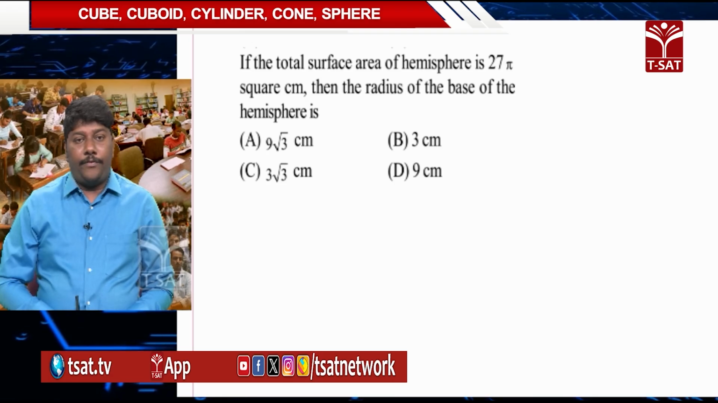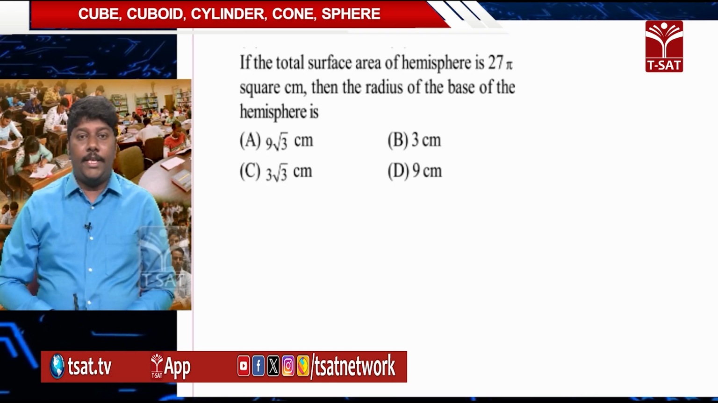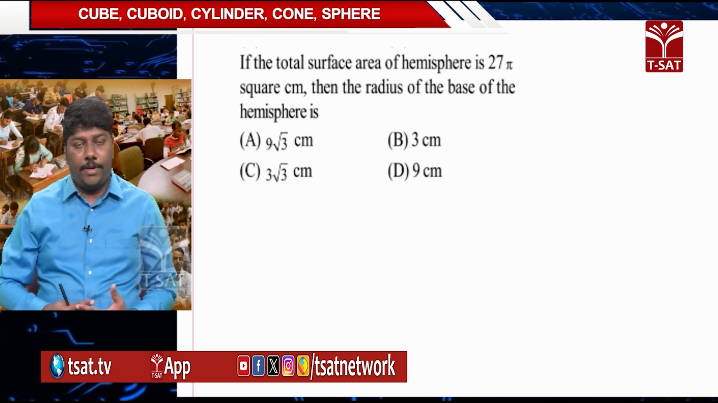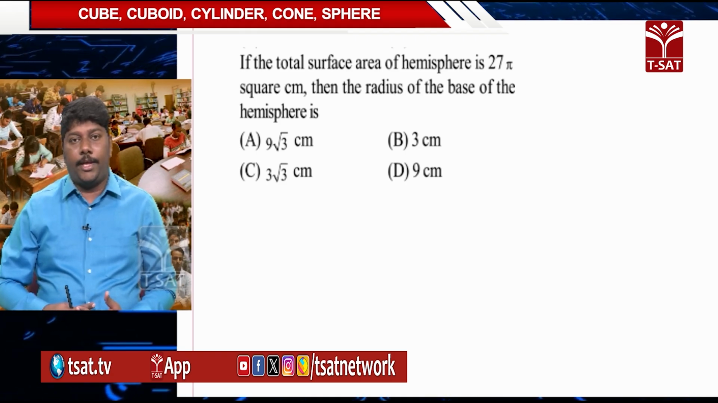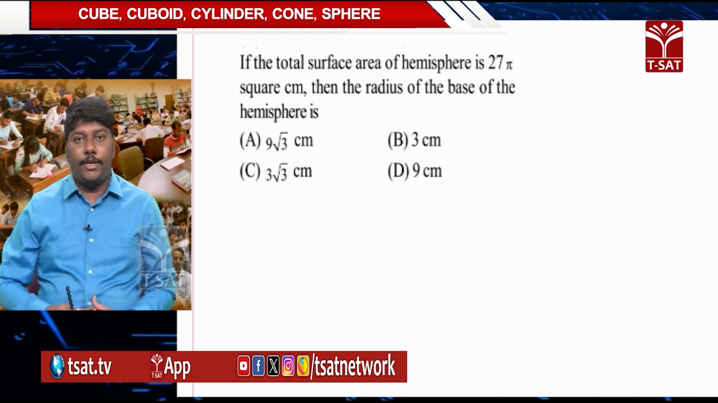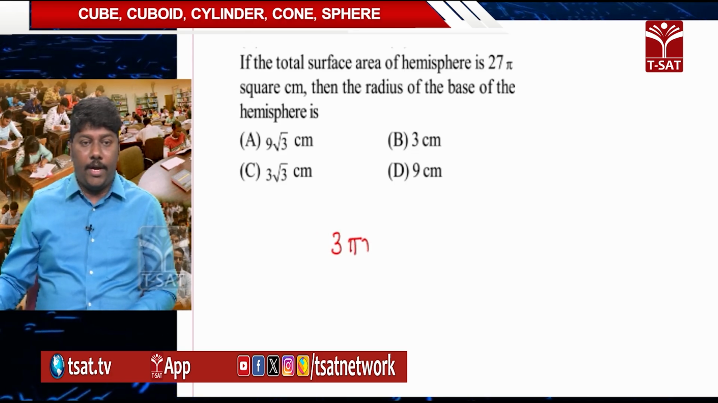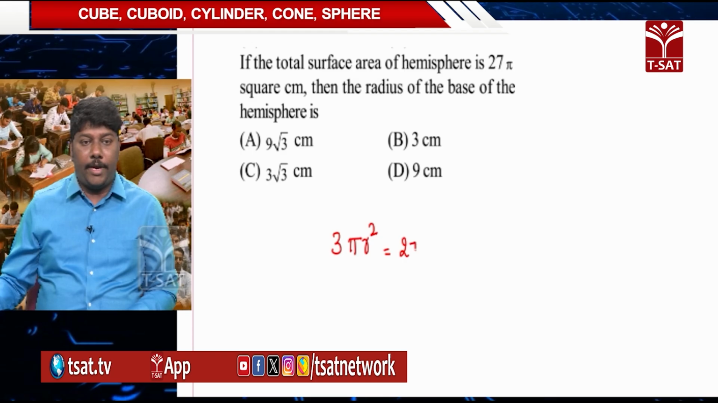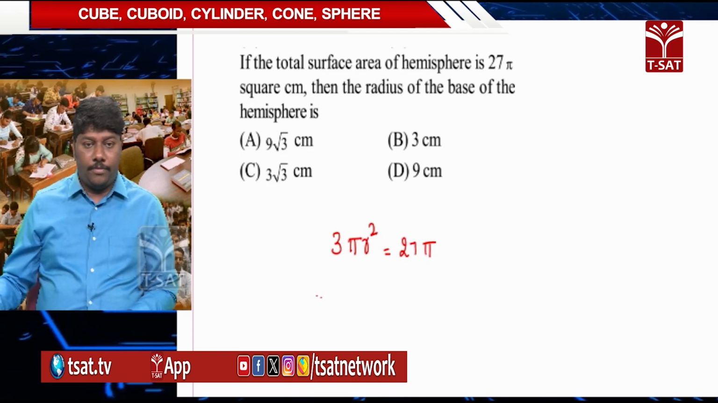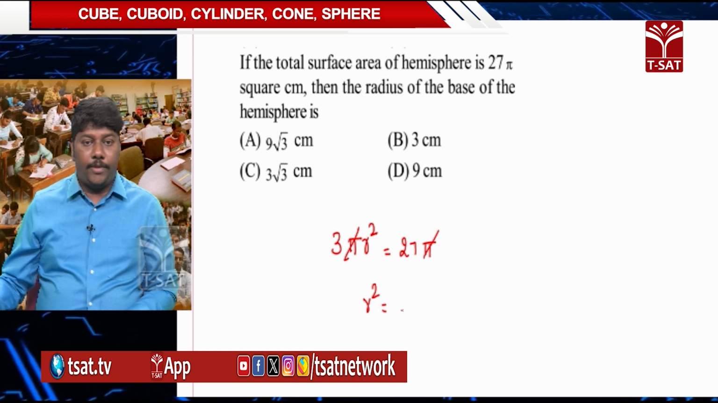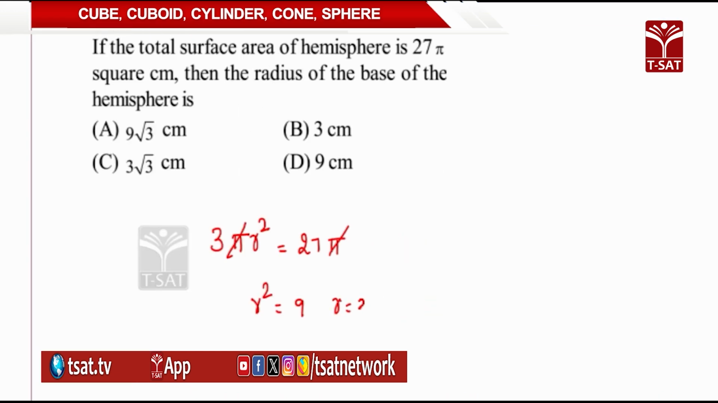Here the total surface area of a hemisphere is 27 pi. We know the curved surface area of a hemisphere is 2 pi r square, because it is just 2 circles we take, and when it comes to total surface area, we take 3 circles, which is 3 pi r square. 3 pi r square is equal to 27 pi, pi cancelled. Therefore r square is equal to 9, r is equal to 3. So the base radius of the hemisphere is 3 centimeters. That's what is being asked there.